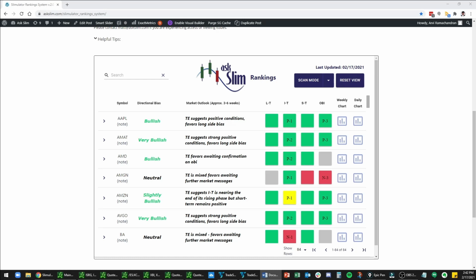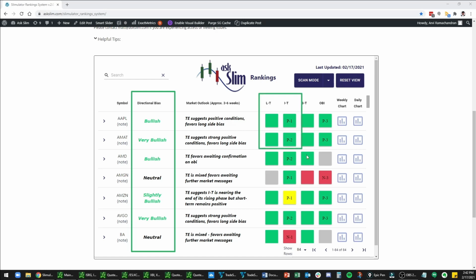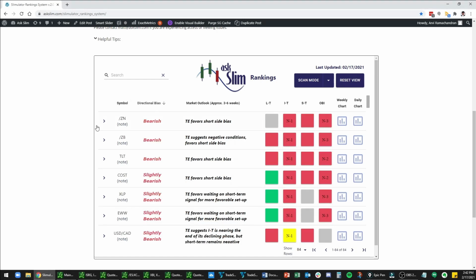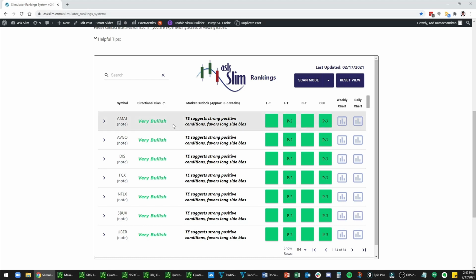What's great about this tool is that you can very quickly sort by directional bias. This directional bias is generated based on an algorithm that we have put into this system that takes into account all of our technical evidence shown here, and then very simply provides that directional bias as well as market outlook. So let's go ahead and sort by directional bias here. Here is where you will see the bearish names per our work. If we click it one more time, you'll see the bullish names.